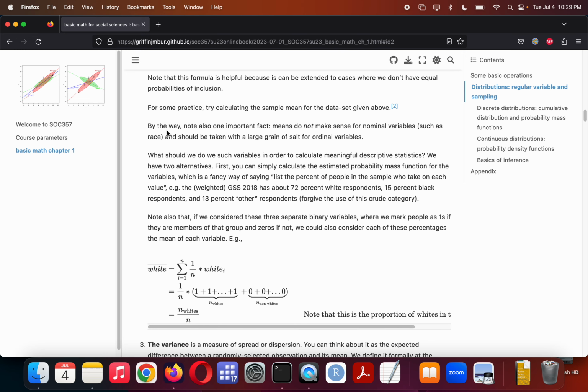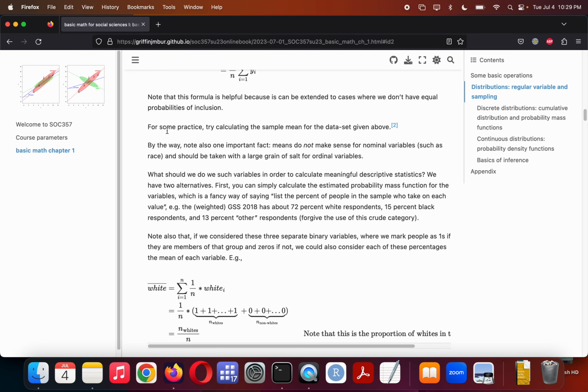So I wanted to make one more note here before we move on, which is, what do we do if we have a nominal variable or an ordinal variable? Means don't make sense for nominal variables such as race, and they should be taken with a large grain of salt for ordinal variables such as a Likert item of how someone feels today. So what do we do when we want to calculate meaningful descriptive statistics? Well, we have 2 alternatives. First, you can just calculate the estimated probability mass function for nominal variables, which is a fancy way of saying you just list the percents of people in the sample who take on each value.